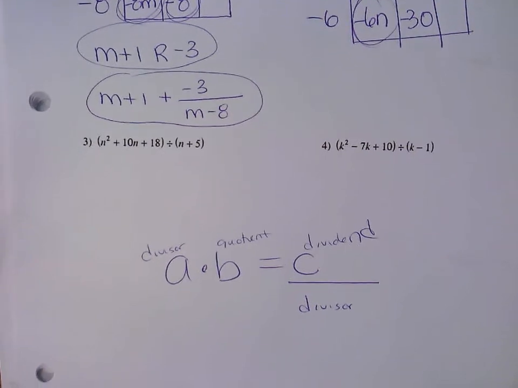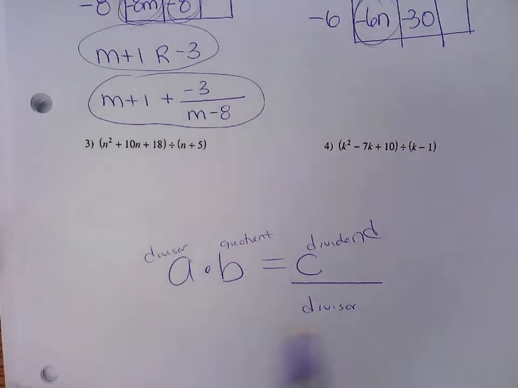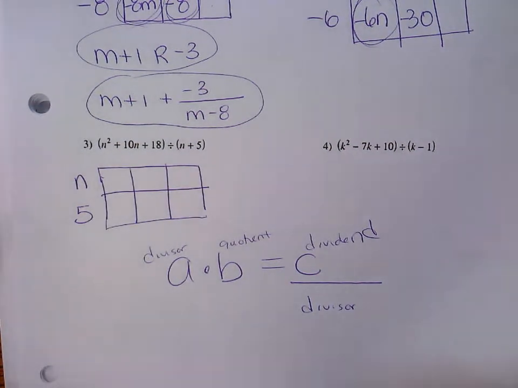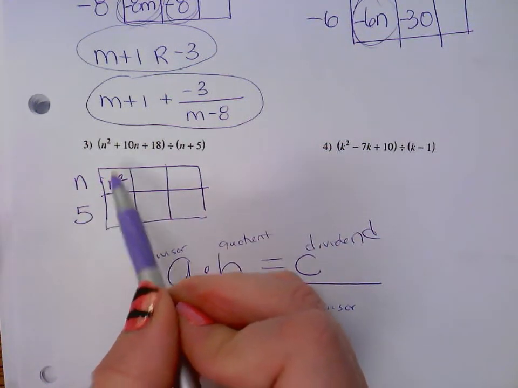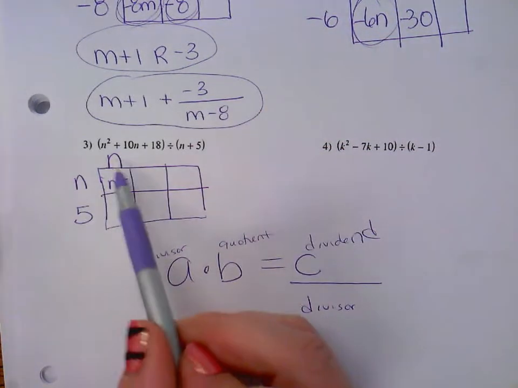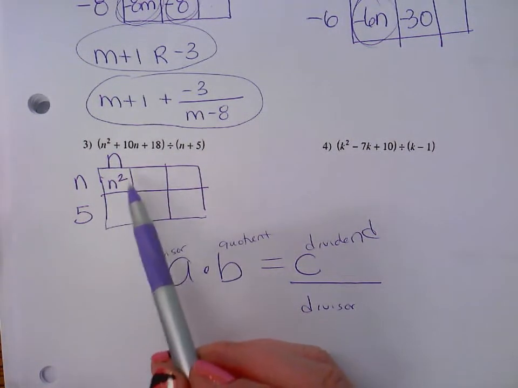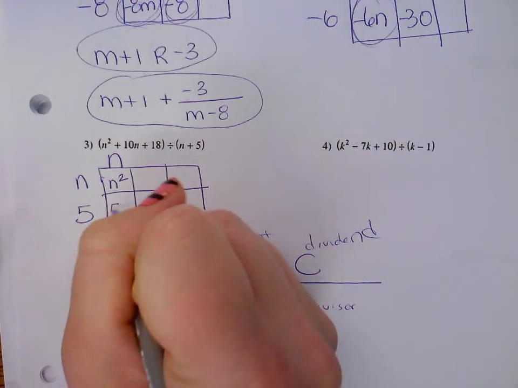Try 3. See where you get stuck on number 3, and then I'll put it up in just a minute. The next step from there, you put your n squared inside the box, and then n is the first term of your quotient. It won't always be, but these are set up for learning. So n times n is n squared.